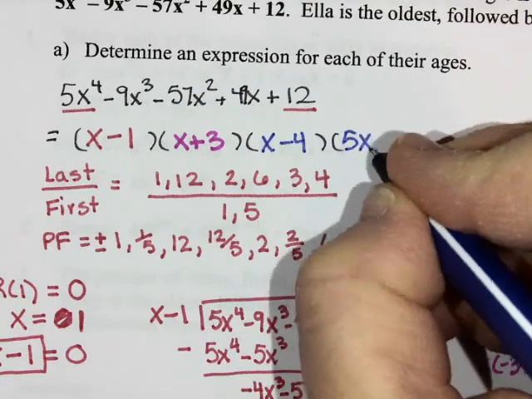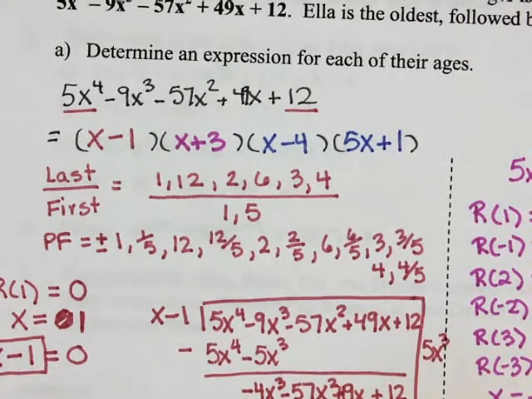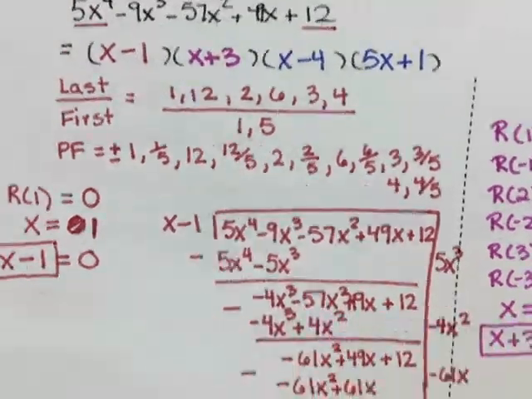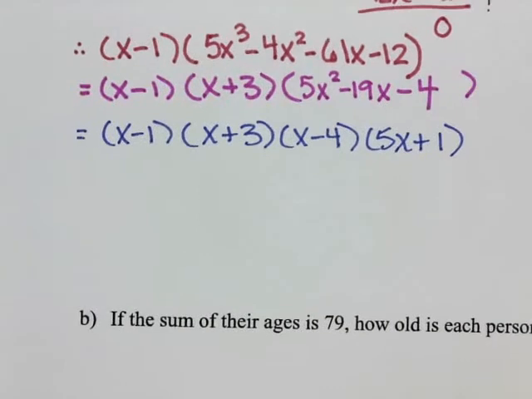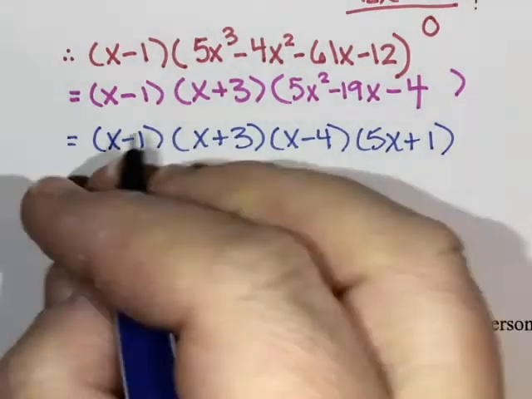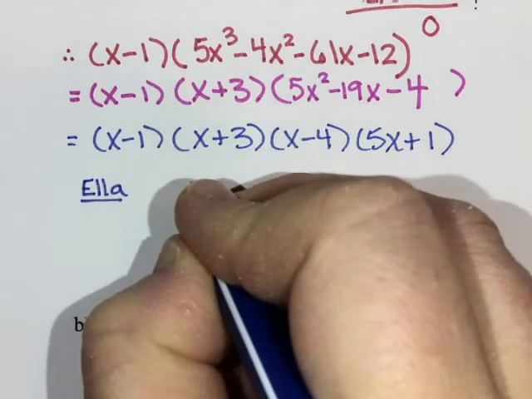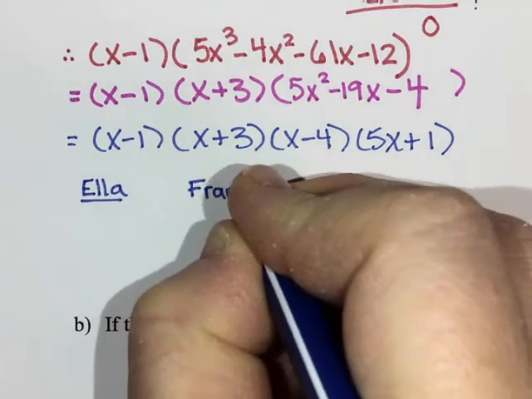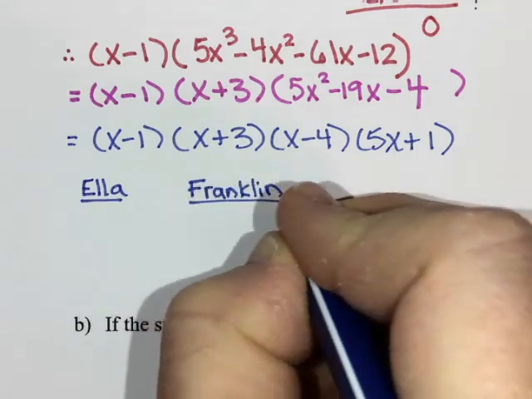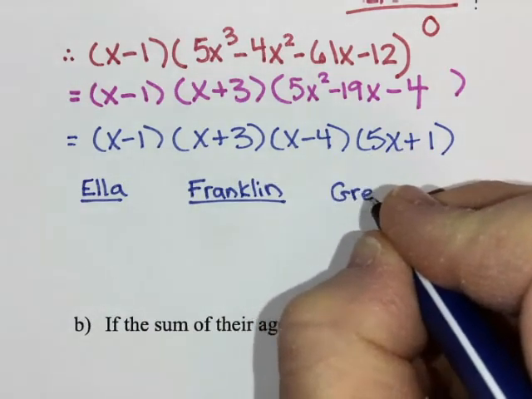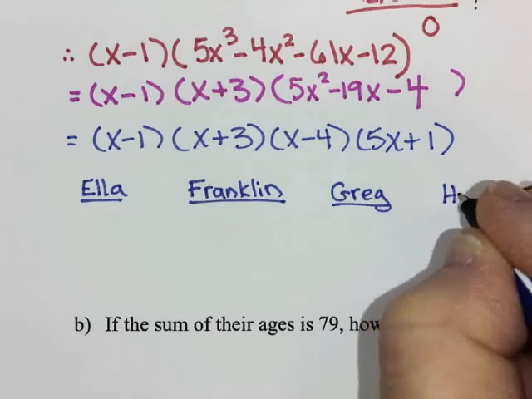So one of these is Ella, one of them is Franklin, one of them is Greg, and one of them is Hannah. The clues that they gave me is that Ella is the oldest, and then Franklin, and then Greg, and then Hannah would be the youngest. So I'm supposed to assign one of these to each person. So I'm going to just split up. We have Ella, I have Franklin, I have Greg, and we have Hannah.